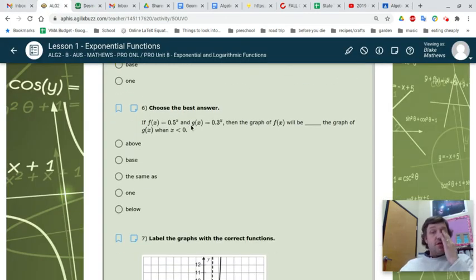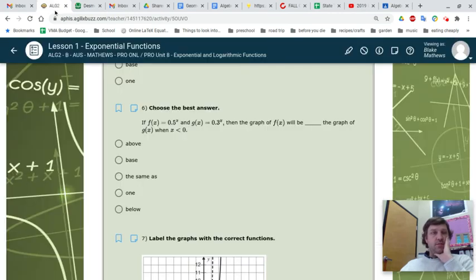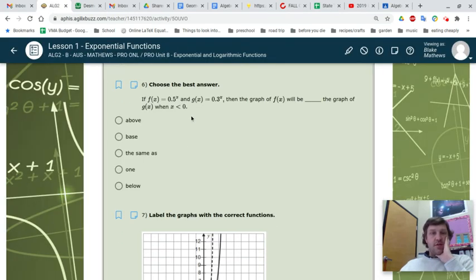That's pretty much what you're going to do for the rest of this unit. You're going to do the same thing here for 0.5 to the x and 0.3 to the x. Graph both of those functions, and then make a comparison on the graph between the two functions. In all of those, you're going to be doing that.